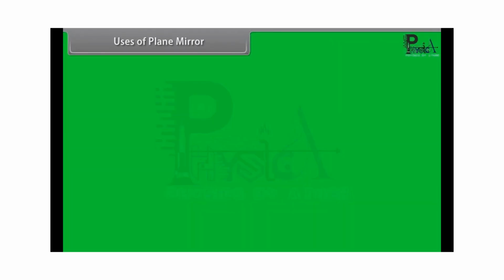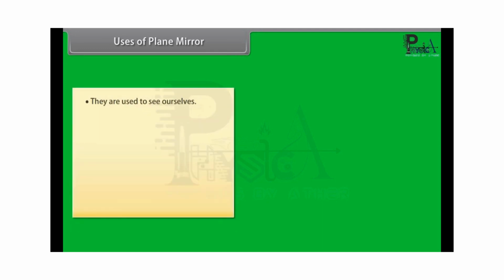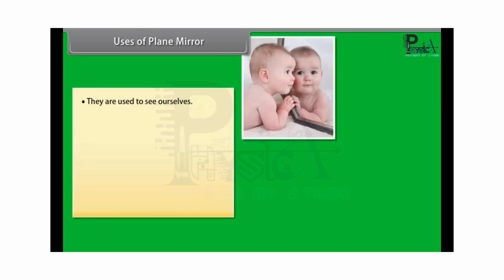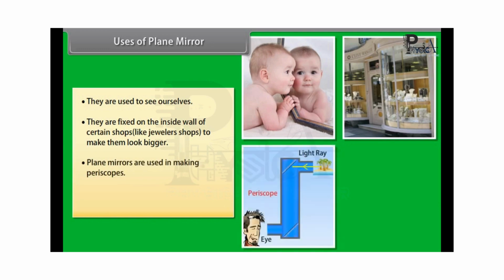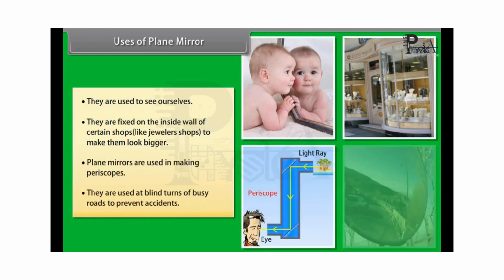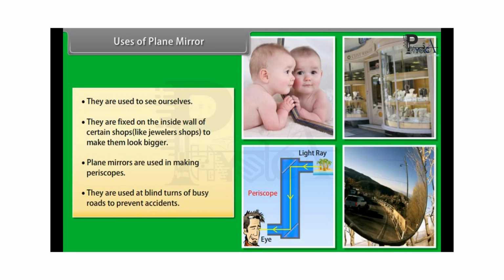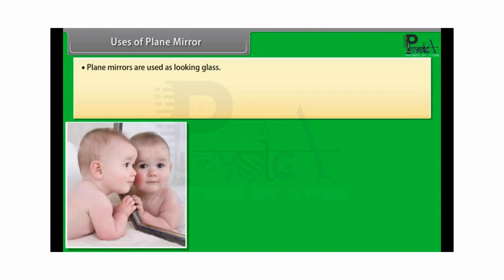Uses of plane mirror. They are used to see ourselves. They are fixed on the inside wall of certain shops like jeweler's shop to make them look bigger. Plane mirrors are used in making periscopes. They are used at blind turns of busy roads to prevent accidents. Plane mirrors are used as looking glass.